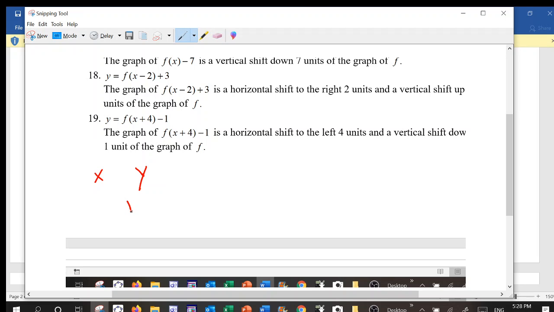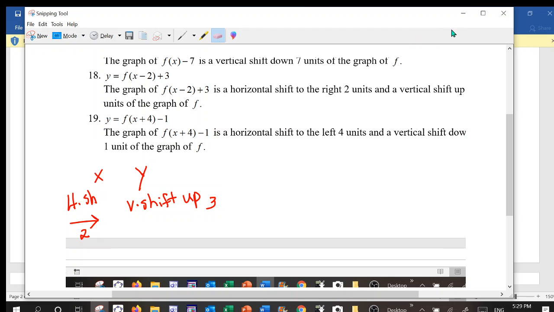So it's a vertical shift, right? Up, how much? 3 units. And then a horizontal shift to the right, 2 units. So the graph of f of x minus 2 plus 3 is a horizontal shift to the right, 2 units, and a vertical shift up, 3 units. The 3 is missing here.